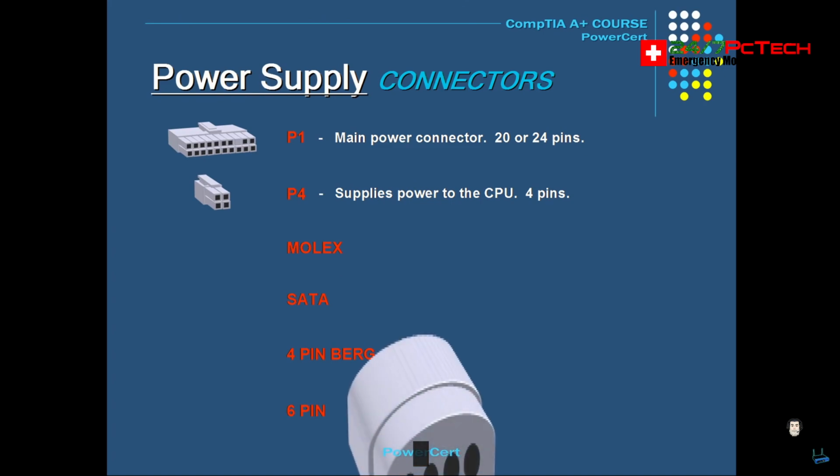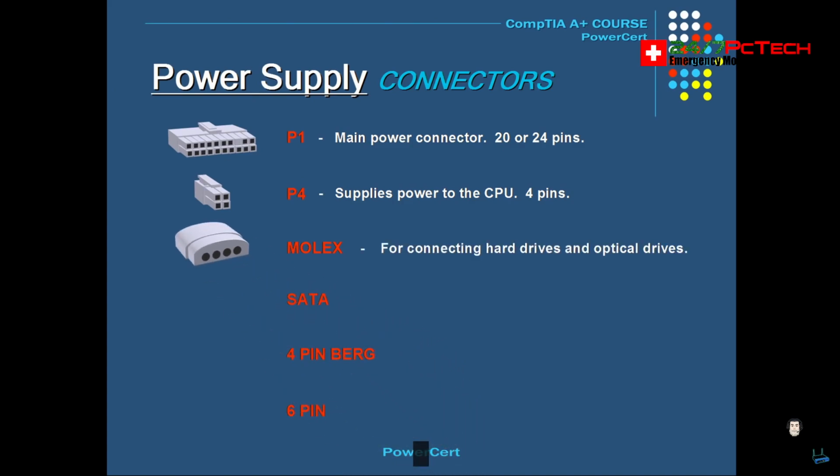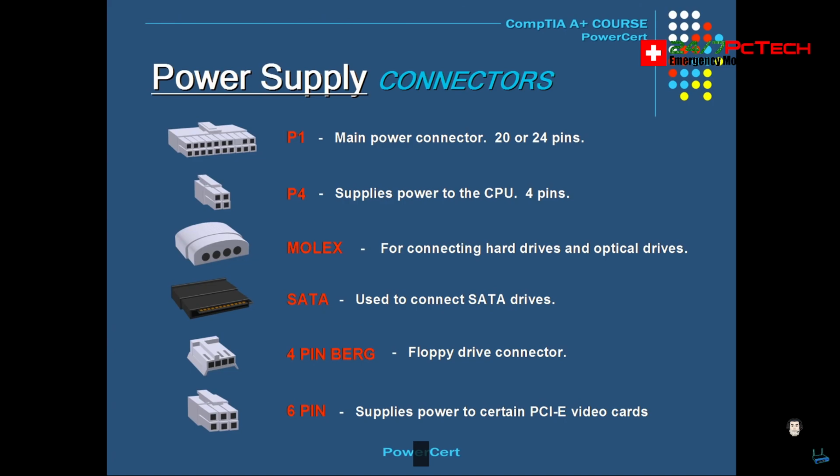Another connector is called Molex. The Molex connector is a 4-pin connector that connects disk drives such as hard drives and CD and DVD-ROM drives. There is also a serial ATA connector. This is a 15-pin connector, and this is used to connect disk drives that have a serial ATA power plug. Another connector is called the 4-pin Berg connector, or mini connector. This is a small connector that is used to supply power to the floppy drive. And finally, there is the 6-pin connector, and this is used to supply power to certain PCIe video cards.